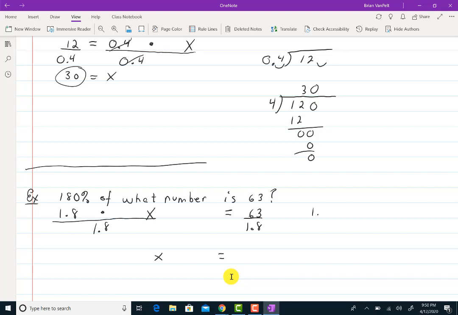To get X by itself, I will divide by 1.8. So 63 divided by 1.8, I don't do 1.8 into 63. Instead, I do 18 into 630, so make sure you moved your decimal places. 18 goes into 63, let me see, 3 times 18 is 54, so 3, that'd be 54. 9, I can carry the 0. 18 goes into 90 exactly 5 times, so I have no decimal to speak of. And I end up with 35.